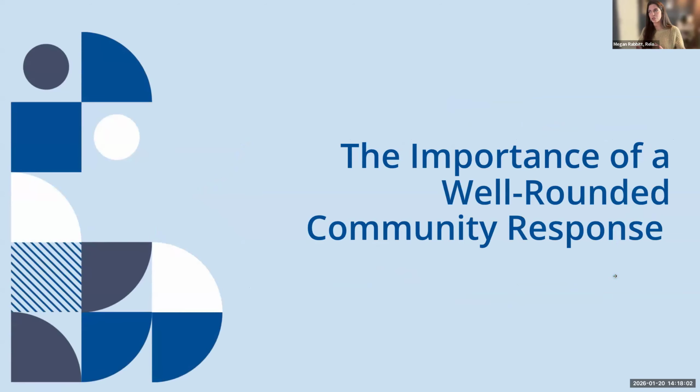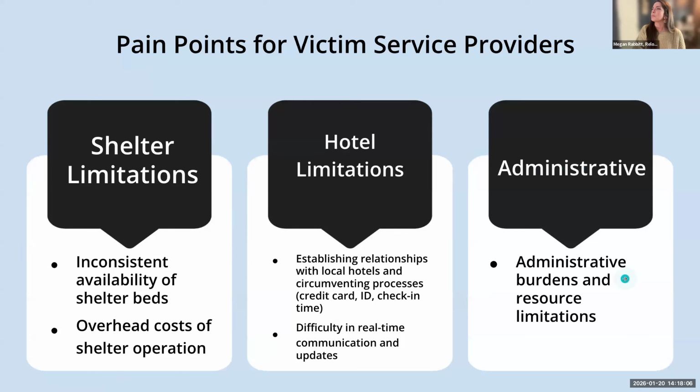So I want to move into the importance of a well-rounded community response with some very key examples of things that we hear time and time again, both in my former role, but especially at my time at ReloShare. So some of the pain points for victim service providers can be shelter limitations. There is an inconsistent availability of shelter beds.